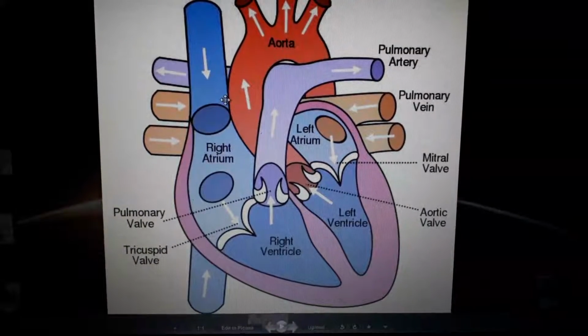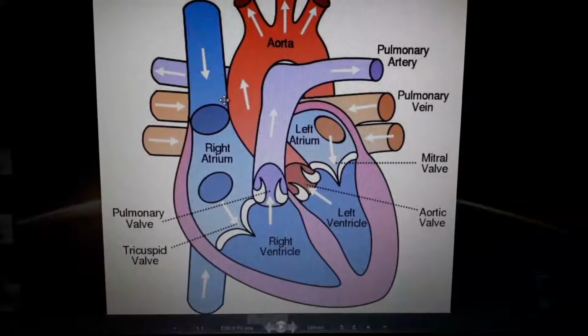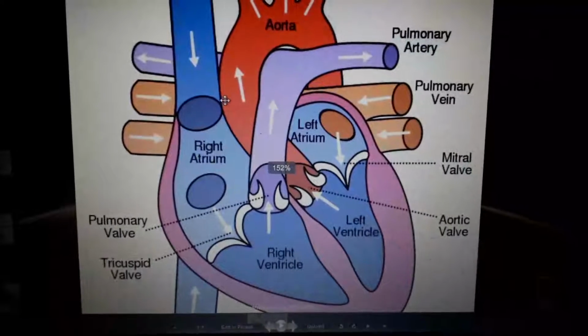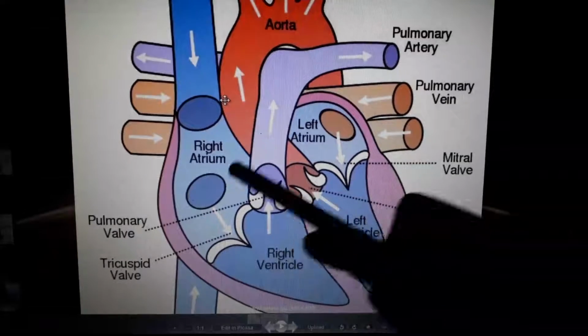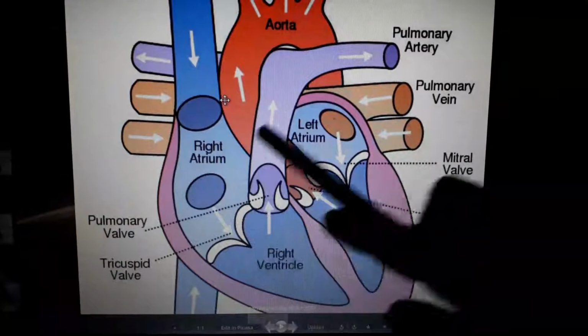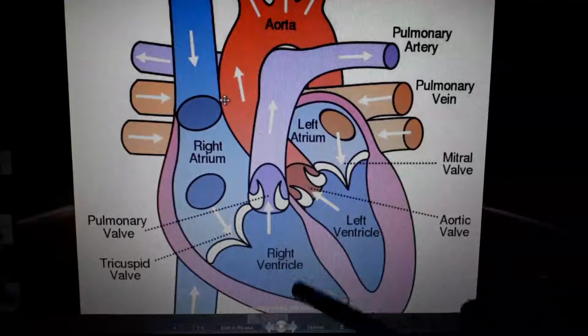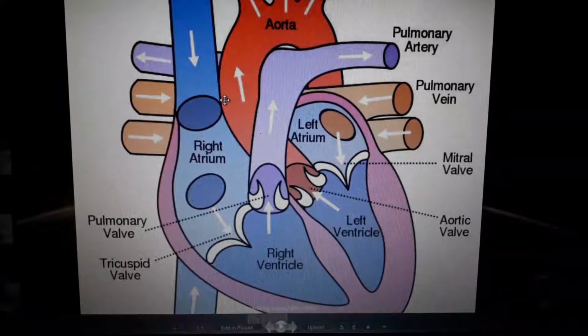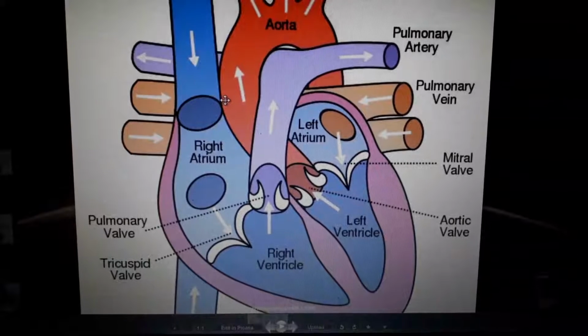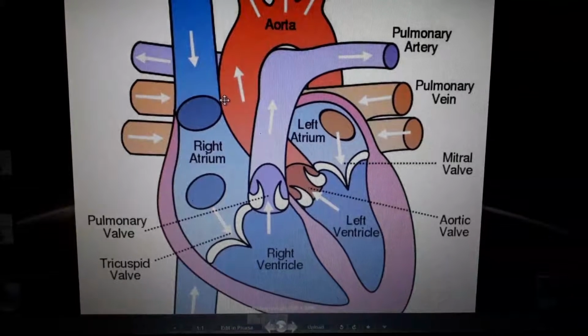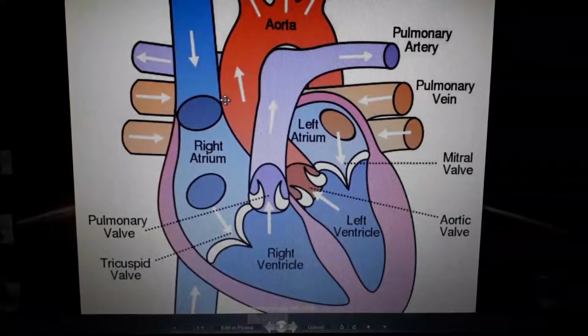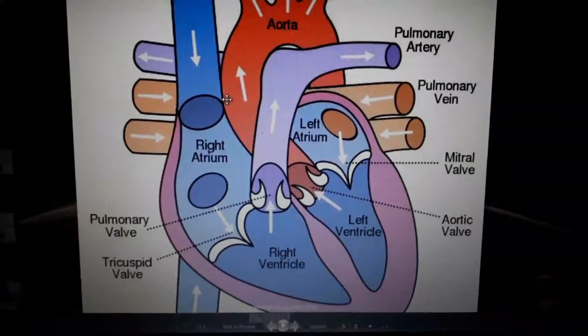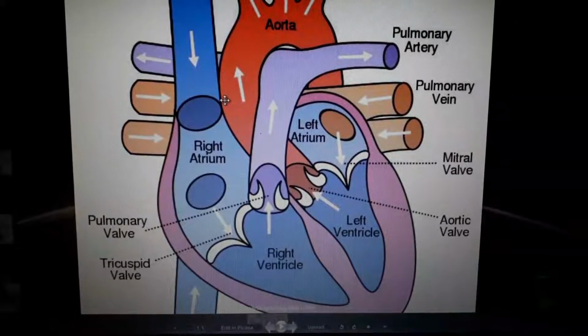So let us see the four most important parts, like rooms in the heart. They are called the right atrium, left atrium, right ventricle and left ventricle. Okay, these are the four, what you can say? We can say four packets or four boxes inside our heart. All four have blood.